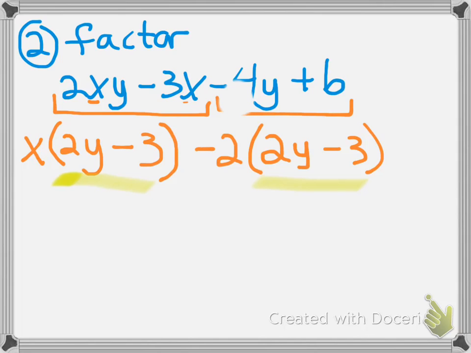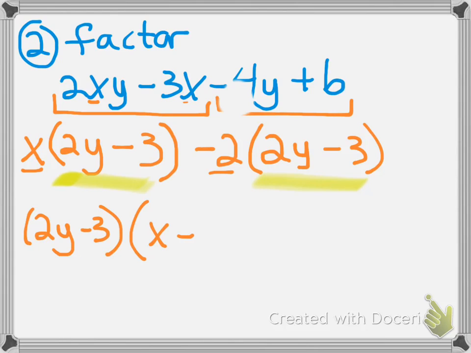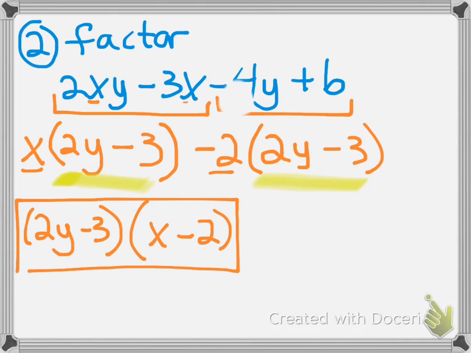The next step then is to see if there's anything in common. Is that parentheses the same? Are they matching? Absolutely. 2y minus 3 and then a 2y minus 3. So now I have that in common. 2y minus 3 is now my greatest common factor. The next set of parentheses is what's left over. So what's left over is the x and the negative 2. So that is my final solution.